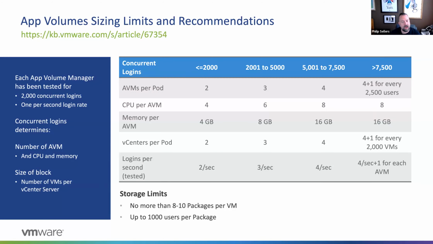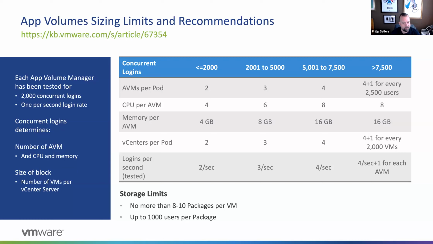When we talked about Horizon blocks in Horizon 101, that concept also applies here. For less than 2,000, we recommend two App Volume Managers. When you go up to 5,000, we would add a third and then a fourth up to 7,500. And then basically scale out from there for every 2,500 users, as you can see in the last column. You also increase the number of CPUs per App Volume Manager as you increase the number of concurrent logins. And we increase the amount of memory up to 16 gigabytes once we go above 7,500.